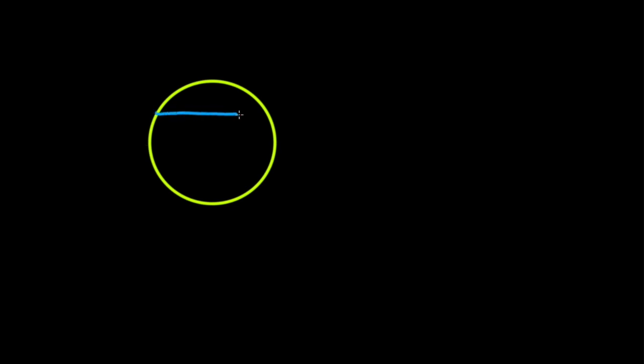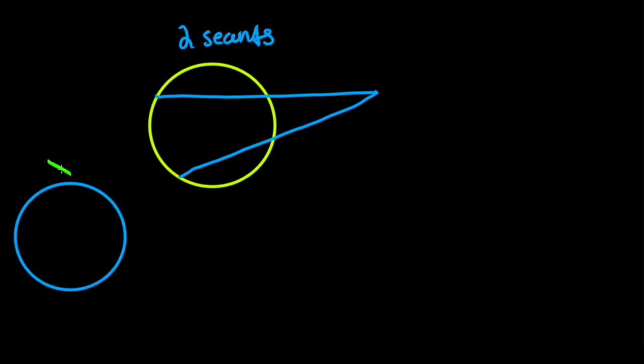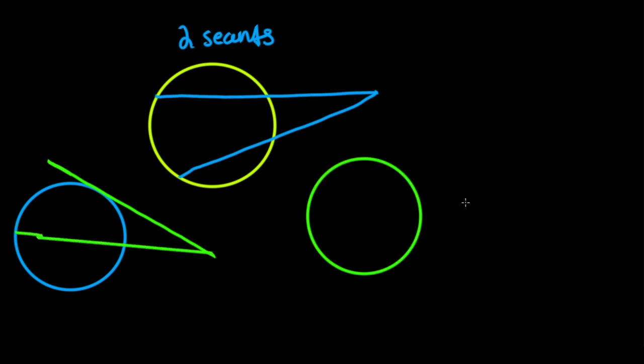So the first one that we have here is one that is made with 2 secants. This one over here is made with a tangent as well as a secant. And our final one is made with 2 tangents. So we can have one here and then have another tangent right there. So the outside angle that we're looking at here is going to be this angle right there. That is an outside angle.